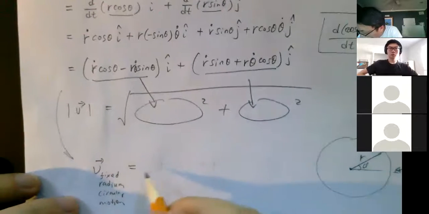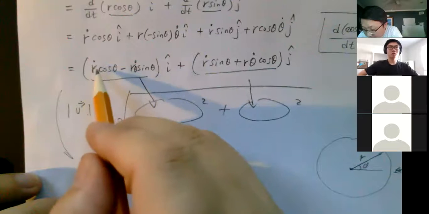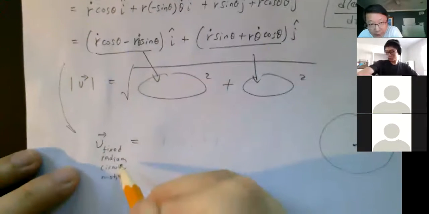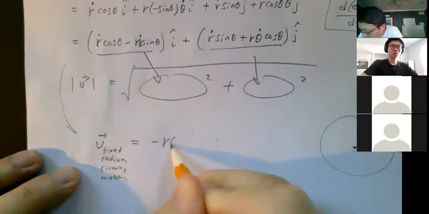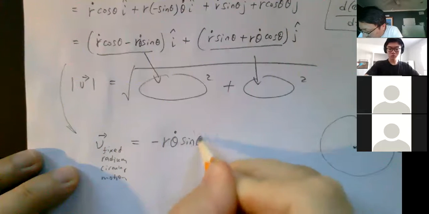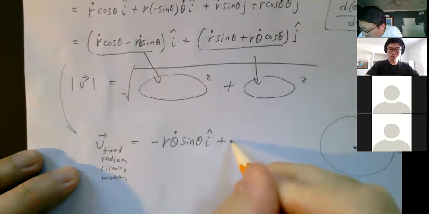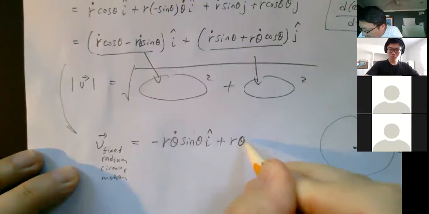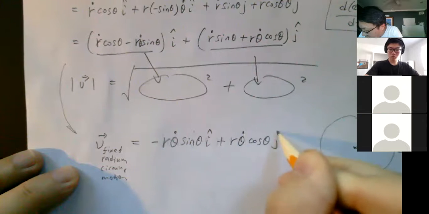So this one, R dot, is 0. The R dot is 0 because R is fixed. So then only left is minus R theta dot sine theta in the I direction plus R theta dot cosine theta in the J direction.